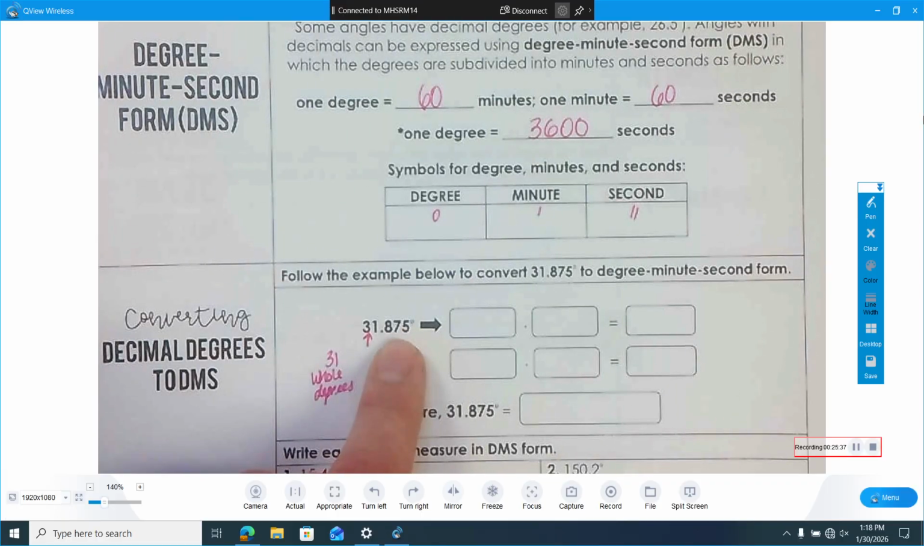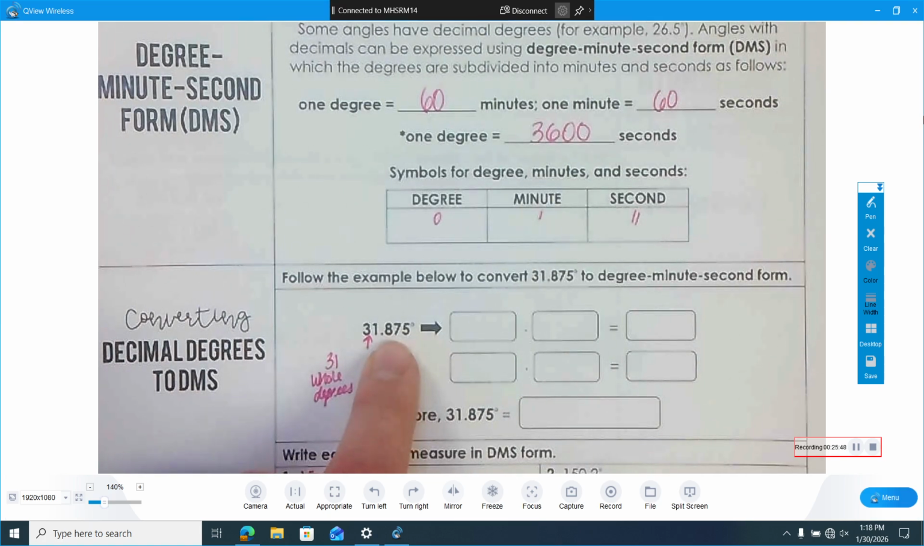Well, wait a minute. So if this was a 0.5, how many degrees would we have? We'd have 30 minutes, right? So we're going to have a little more than 30 minutes, right? Because this is like 870. Okay. Well, should we have more than 60 minutes?